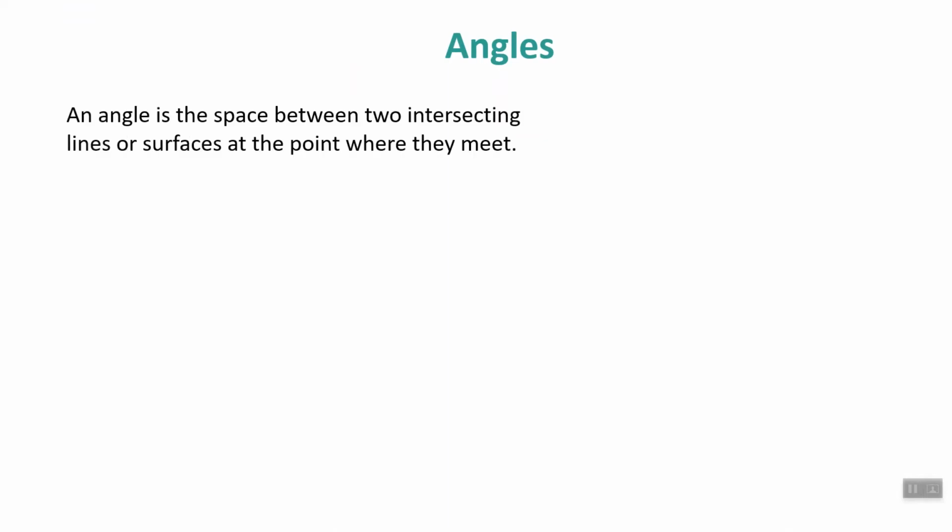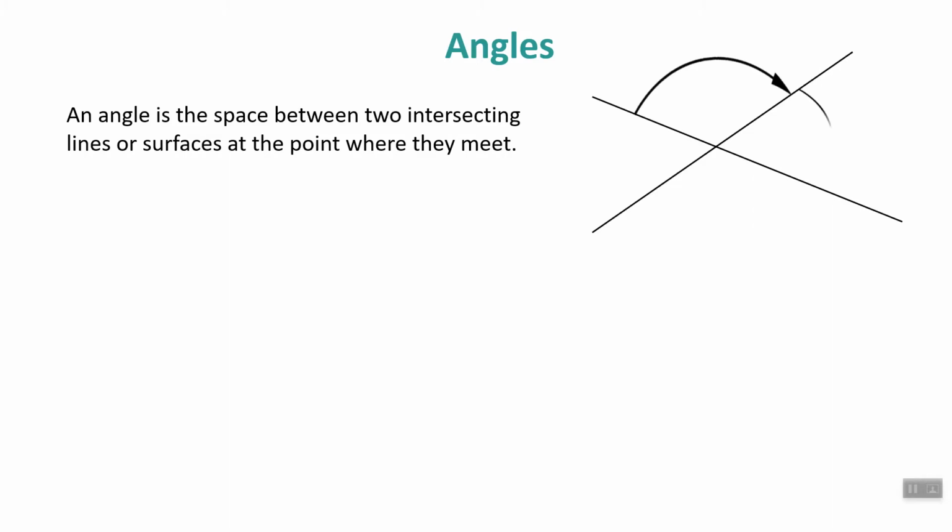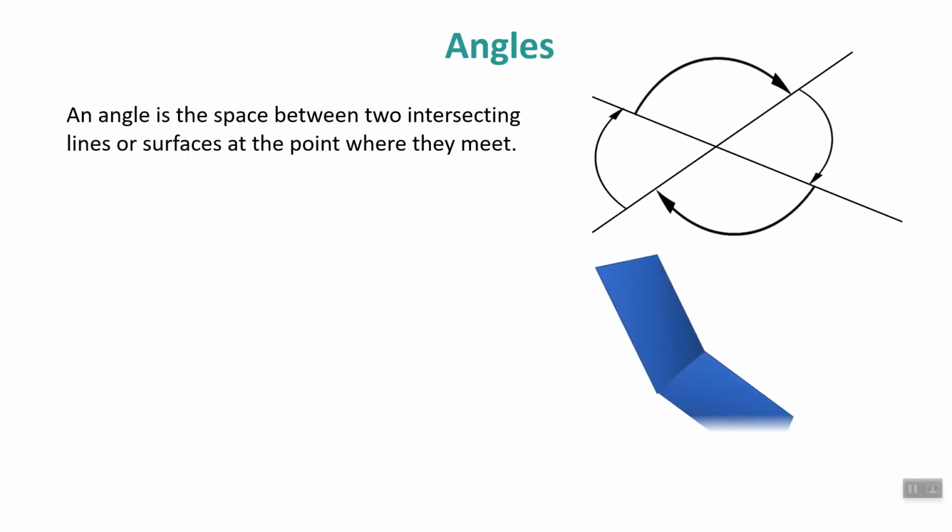So an angle is the shape between two intersecting lines or surfaces at the point where they meet. For example, when two lines intersect, there are angles which are formed between them. So in this shape, for example, there are four angles which are formed by the lines which intersect together. So when two surfaces join, it also makes an angle between them.